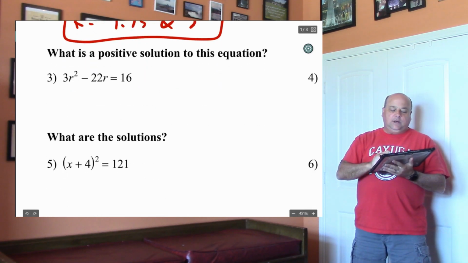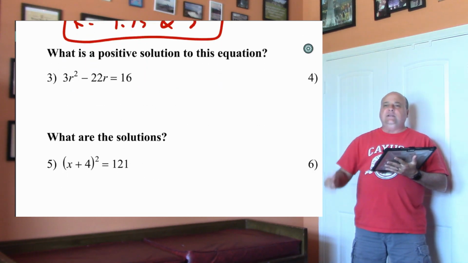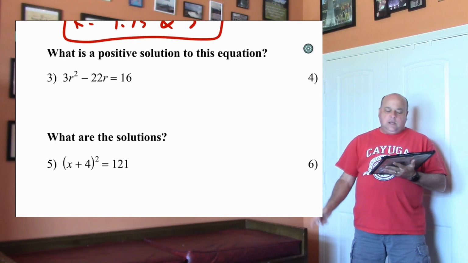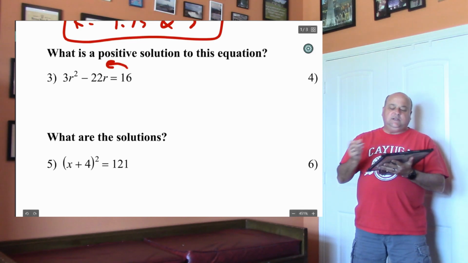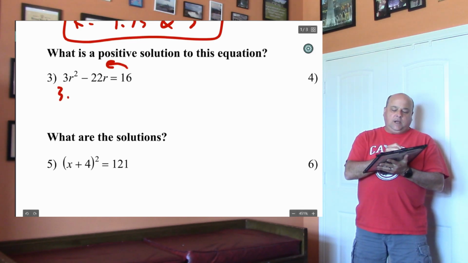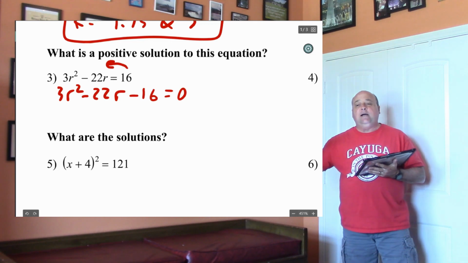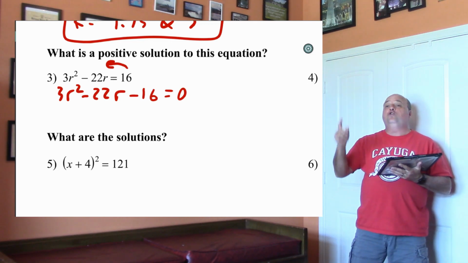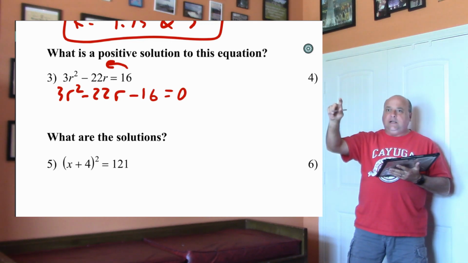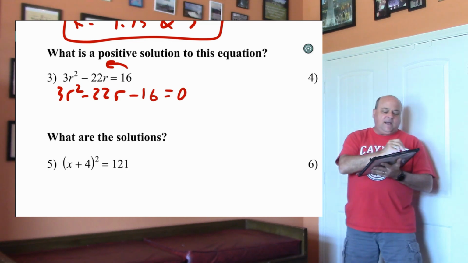Let's go to number 3. Number 3, this is not in the right form, is it? So I need to move over the 16, don't I? So 3r squared minus 22r minus 16 equals 0. Now then, I'm going to do this by factoring. You could graph that and trace, okay? Let's do it by factoring.